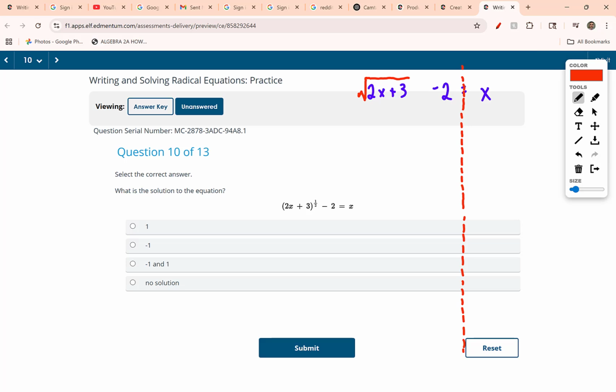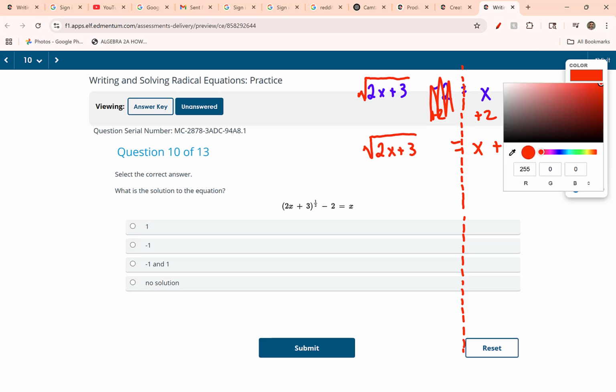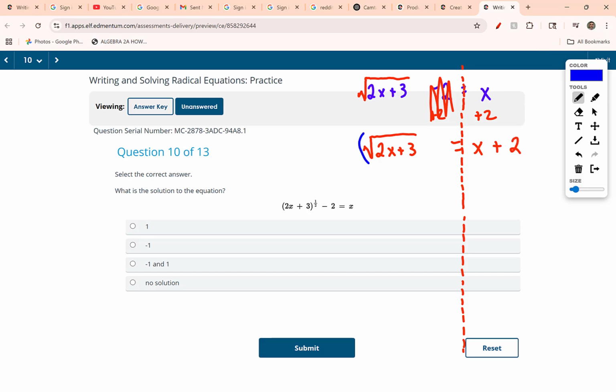So our first step in isolating the square root is we're going to do the inverse operation and add 2 to both sides, and that leaves us with x plus 2 on the right side, and on the left side that leaves us with the square root of 2x plus 3. Our next step is we're going to get rid of the radical by squaring both sides. So we're left with 2x plus 3 on the left, and on the right we're left with x plus 2 multiplied by x plus 2.